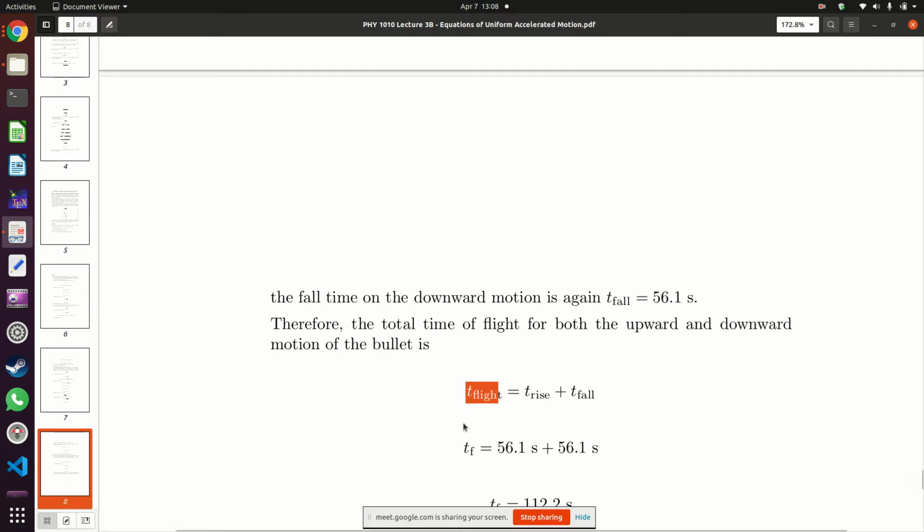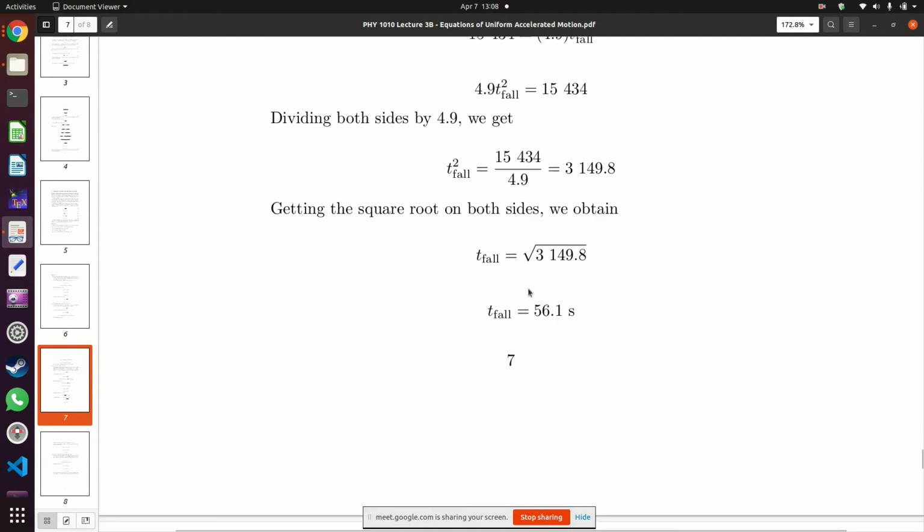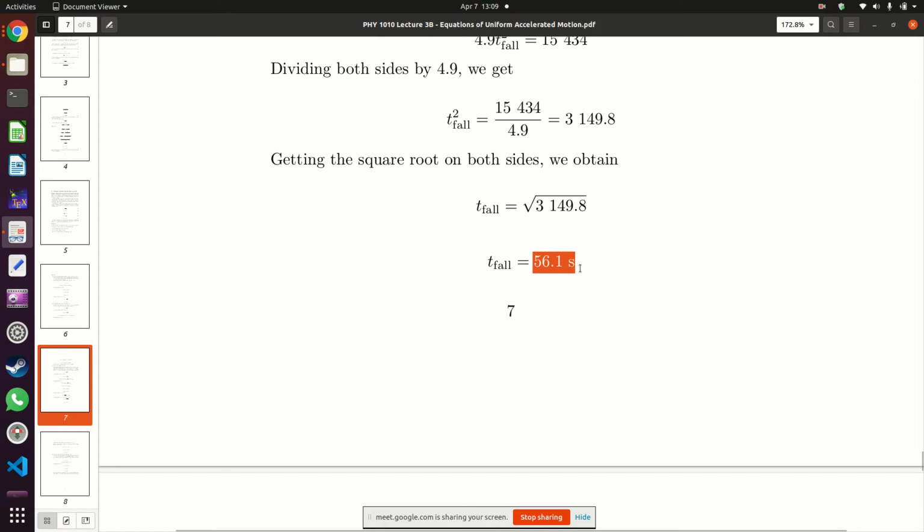The other thing which is of interest is the velocity with which the bullet is going to strike the ground. When the bullet is at maximum height, we know that the velocity is equal to 0 meters per second. From maximum height, because the bullet is coming towards the earth, its velocity is going to increase at the rate of 9.8 meters per second squared. By how much? Well, we know the fall time, 56.1 seconds.